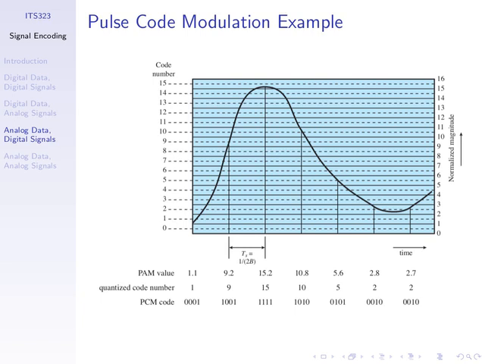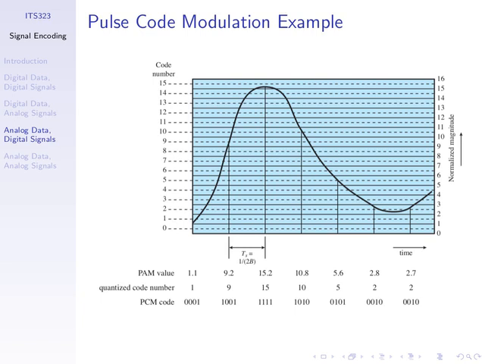4 bits. 0, 0, 0, 1. Okay, 4-bit number. Why? Because with 16 levels, we will need 4 bits to represent any of those 16 values. So we say for this sample, the PCM code is 0001.